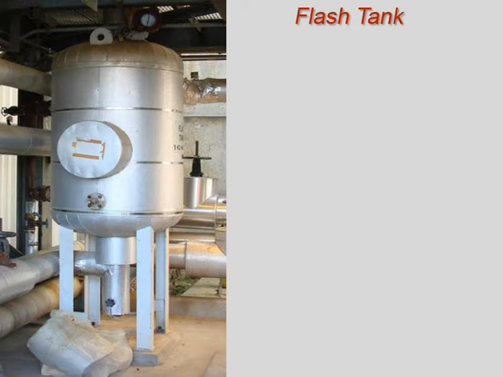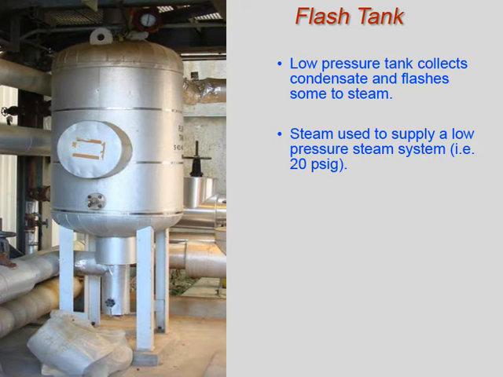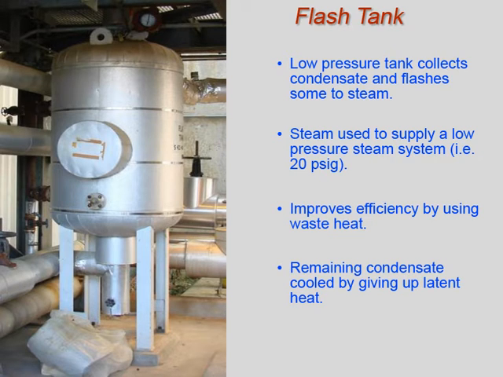A flash tank allows hot condensate to flash to a vapor. When pressurized hot water enters a low-pressure tank, some of it will flash to steam. The steam is typically used to supplement a low-pressure steam system, for example 20 psig. This process increases the steam efficiency by using heat that would normally be wasted. The remaining condensate is cooler due to giving up the latent heat of vaporization to the steam.